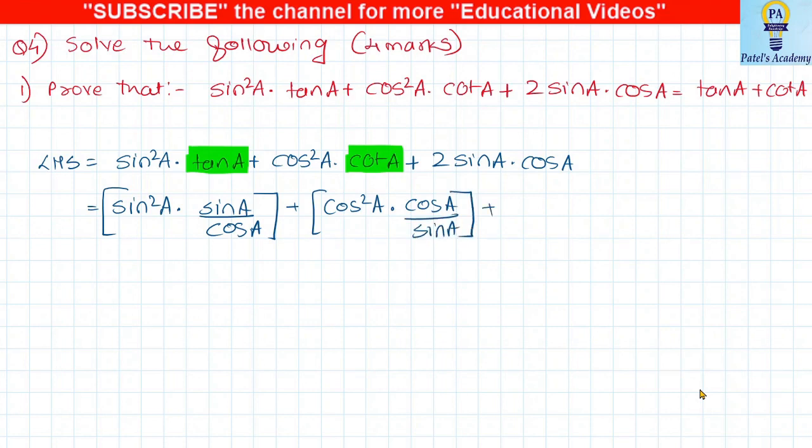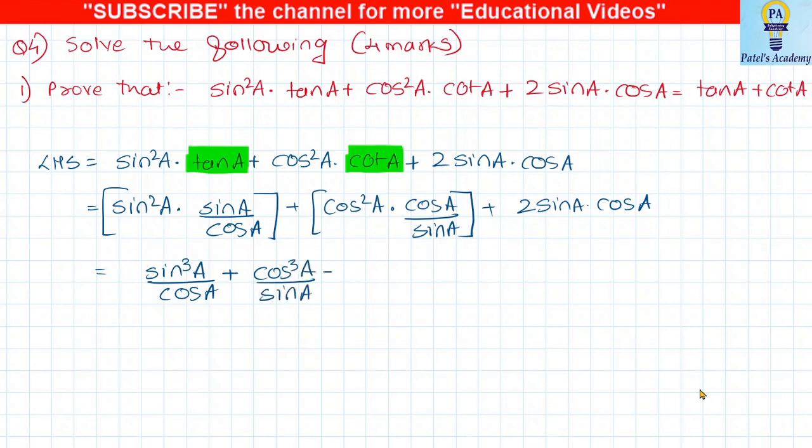I'll put a bracket plus 2 sin A cos A as it is. Now I have to show that this is equal to tan plus cot. So let's see. This will be sin cube A upon cos A plus cos cube A upon sin A plus 2 sin A cos A. Now what I'll do, students, is I will not add all the three terms together. I will add the first two terms and then add that answer to the third term.